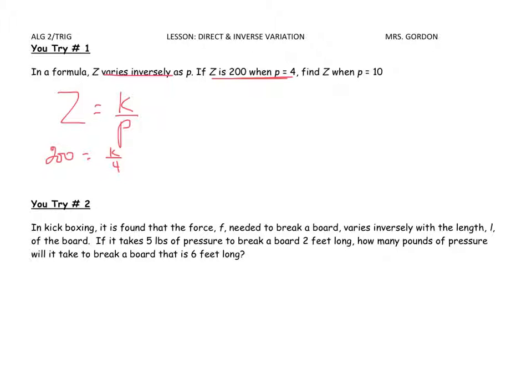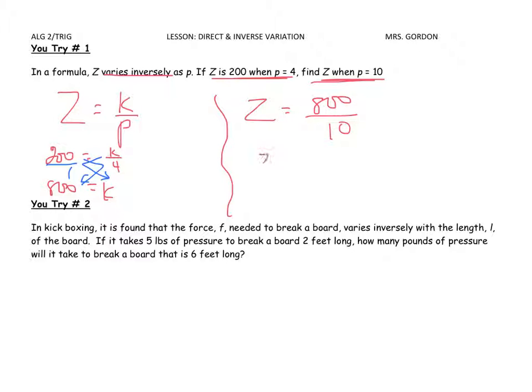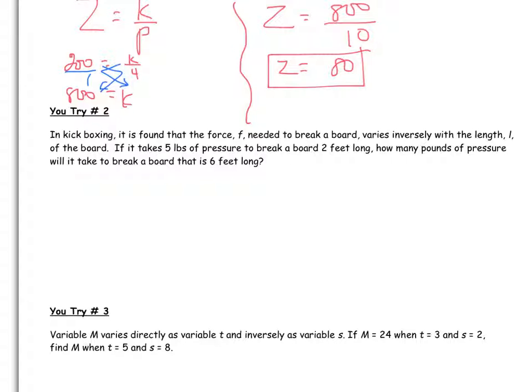We're going to do our cross multiplication. 200 times 4 is 800, and K is equal to 800. Now they want us to find Z when P is 10. So Z we don't know. K now is 800, and we know that P is 10. So Z in this case becomes 80. My question is answered. It took a few steps, but I was able to get there. All right.